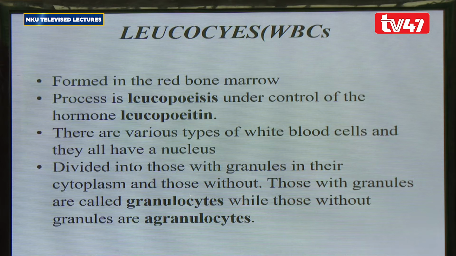For the white blood cells, we have different types of white blood cells. And all of them have a nucleus when they are mature. Now for the white blood cells, we have those that have granules in the cytoplasm, and those without granules in the cytoplasm. So we divide the white blood cells into two main categories. Those with granules in the cytoplasm, that we call granulocytes, and those without granules in the cytoplasm, that are called agranulocytes. Agranulocytes meaning absence of granules.